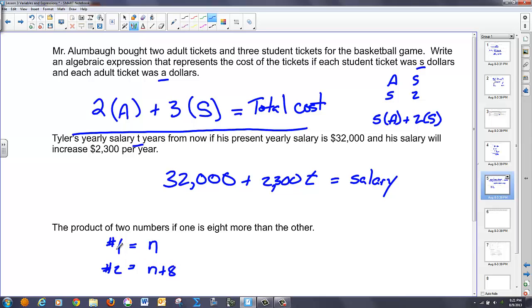And it says find the product of these 2 numbers. Well, if this is the first number and this is the second number and I'm talking about a product, I'm going to multiply those 2 quantities together. So N times the quantity of N plus 8 is going to be my answer.